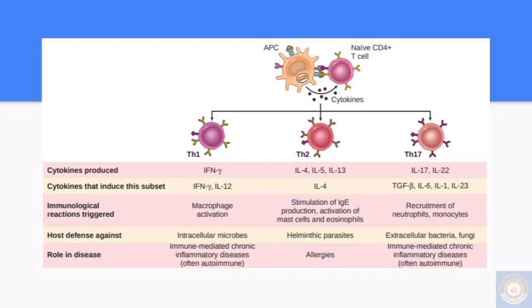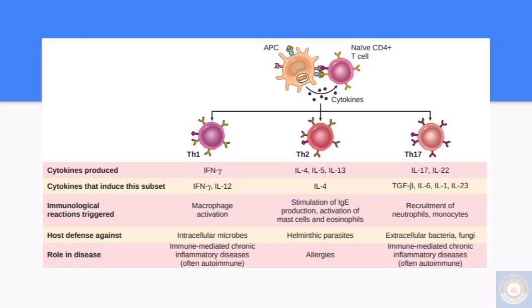If the cytokine produced by antigen presenting cells is interleukin 4, then the effector T cells that are produced are Th2 cells, and they produce cytokines such as interleukin 4, 5, and interleukin 13, which help with class switching and production of antibodies such as IgE and further activation of mast cells and eosinophils, which will help us to fight against parasites.